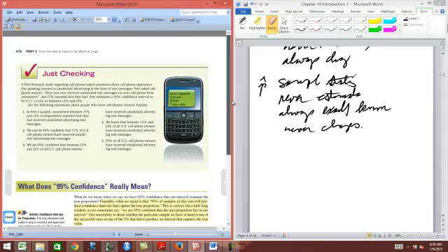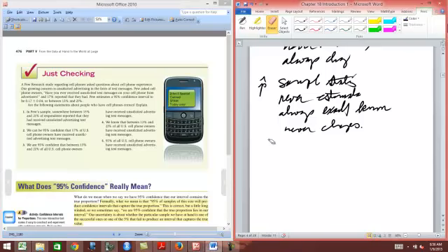Okay. Just checking. Pew Research study. Now, this is what you got. You have to turn this in next class. If it's I period, that'll be Tuesday. If it's D period, that'll be Monday.